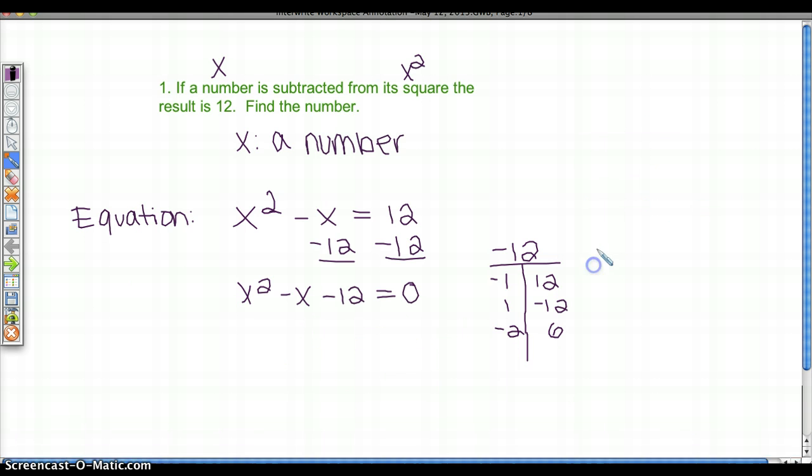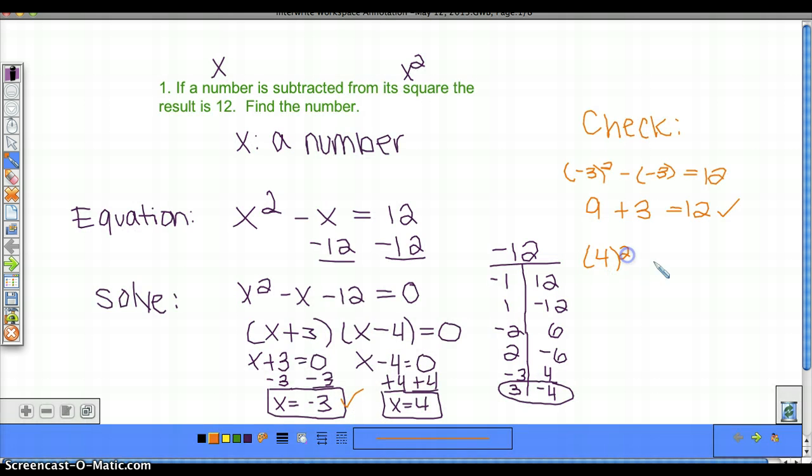And then I'm going to do the same thing with positive 4. 4 squared minus 4 should give me 12. 4 squared is 16. And 16 minus 4 is also 12. So both of these are going to work. Negative 3 or positive 4 works for this equation.